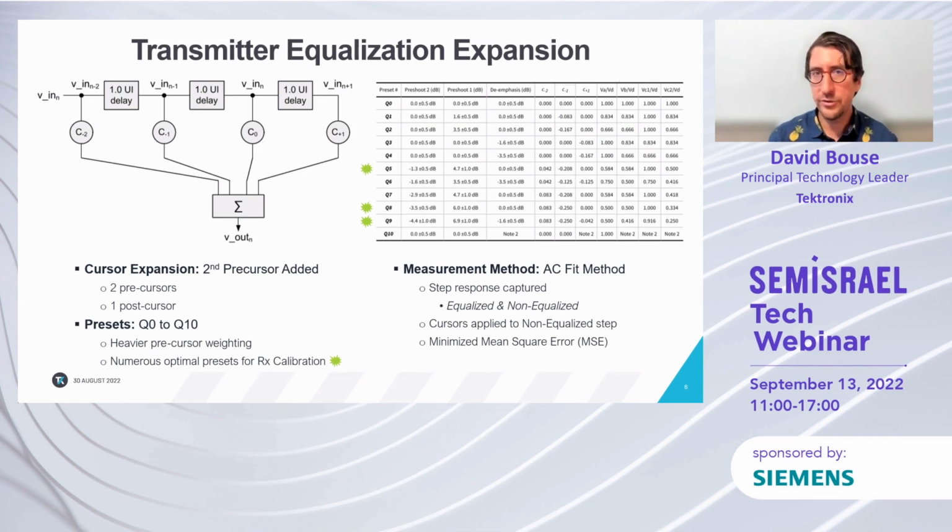Also, there are new methodologies for measuring the transmitter and how well it meets the tolerances for the two precursors and the postcursor, what we call the AC fit method. So that's something to be aware of. It was first introduced in Gen 5, but that's been expanded for Gen 6 as well.